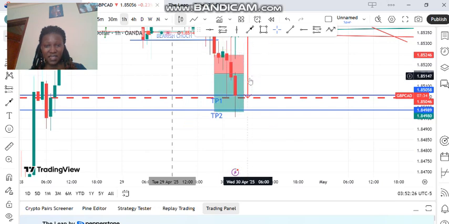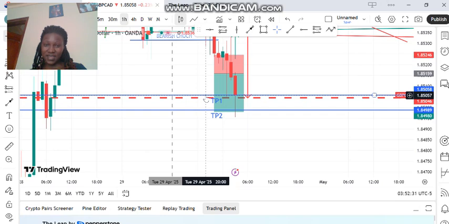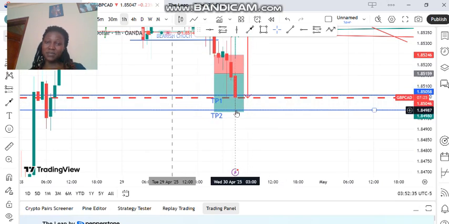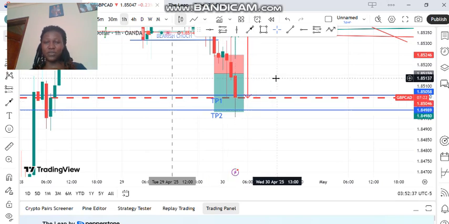As you can see, the market came and tapped into my take profit one. Yes, we booked the take profit one. The market again came and smashed the take profit. So it was a very beautiful trade.